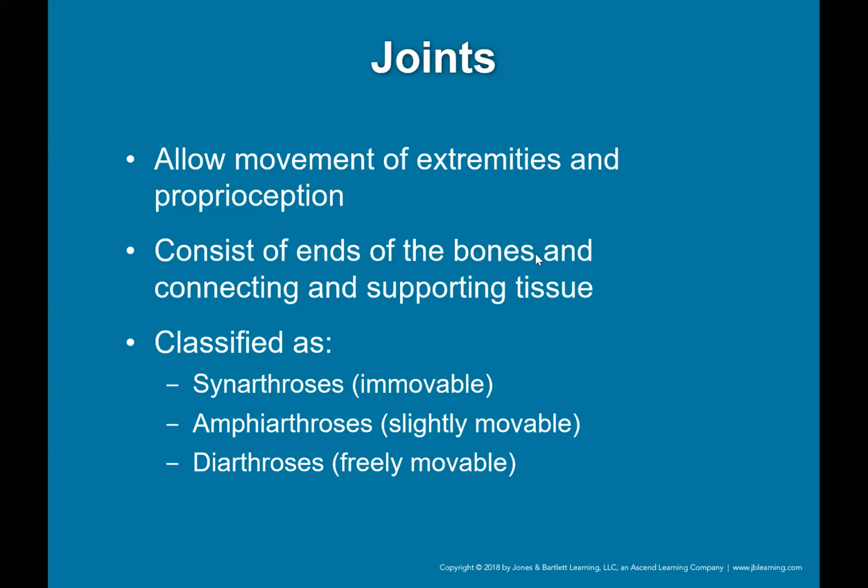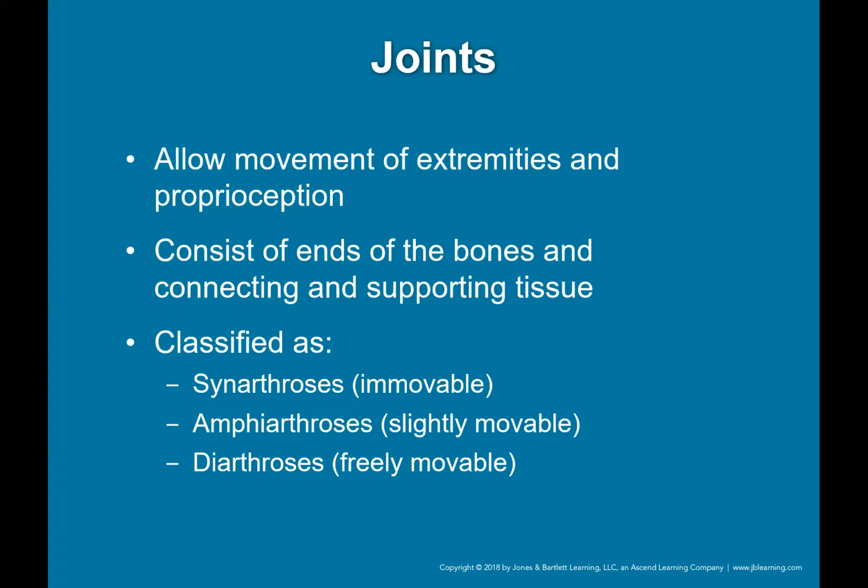All right, jumping back into joints. So joints are going to allow movement of extremities. Think of like your knees, your ankles, your wrists, your elbows, your shoulders. Now, joints are formed at where two long bones meet. So where my radius and ulna meet my humerus, I will have a joint such as my elbow.